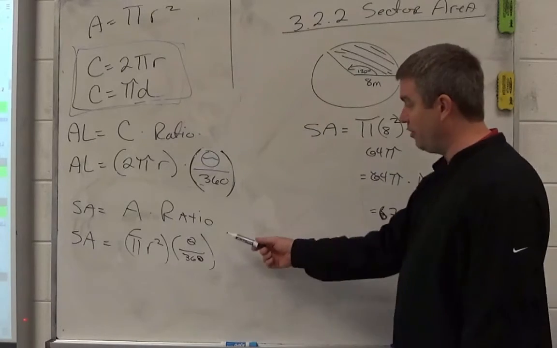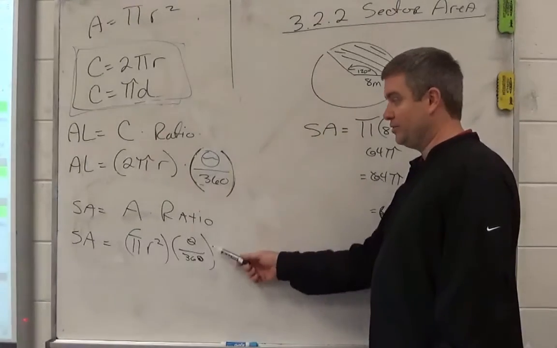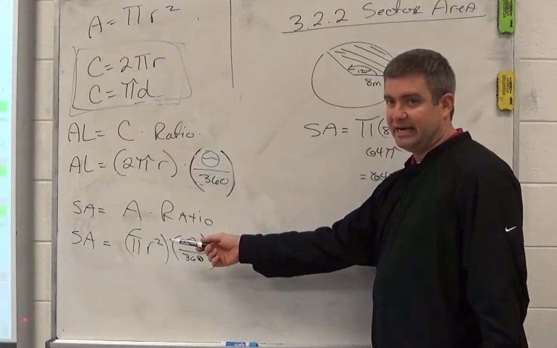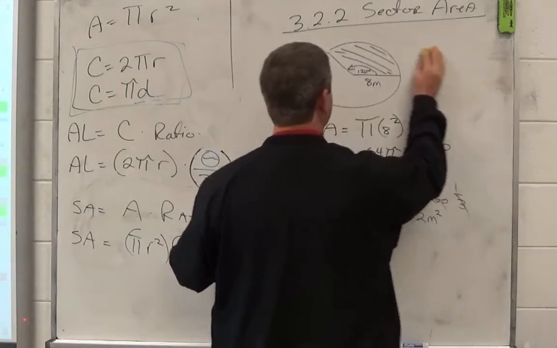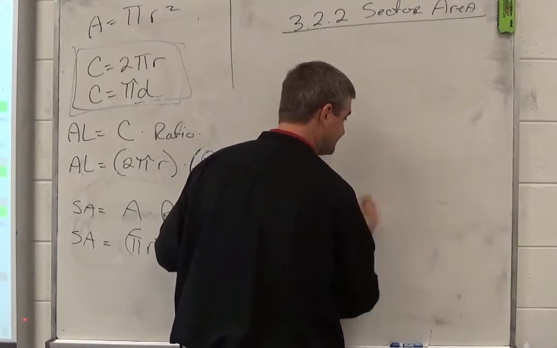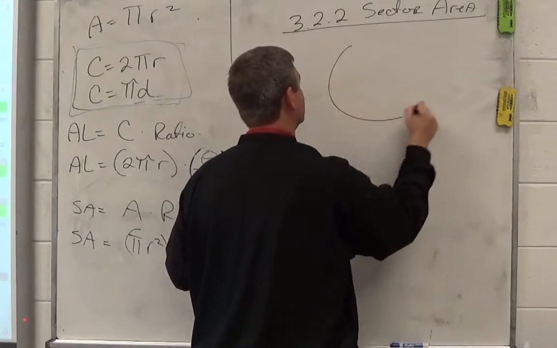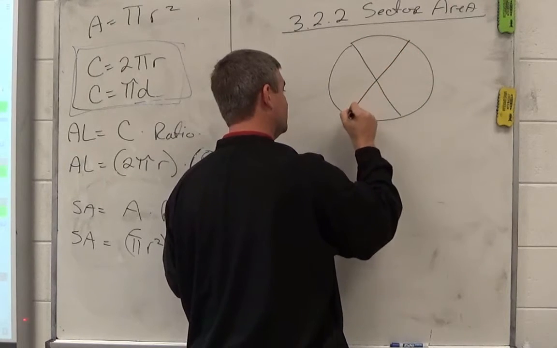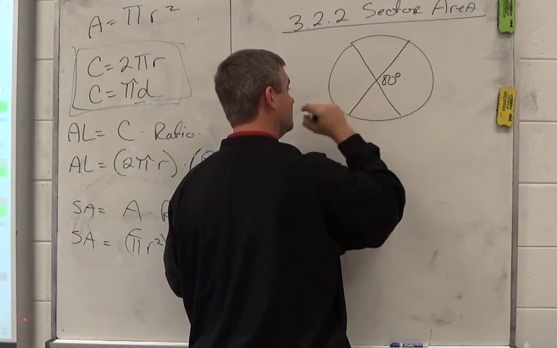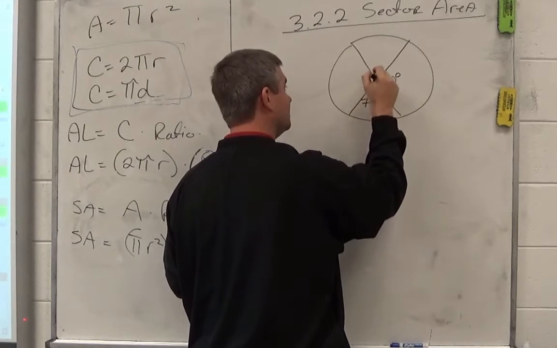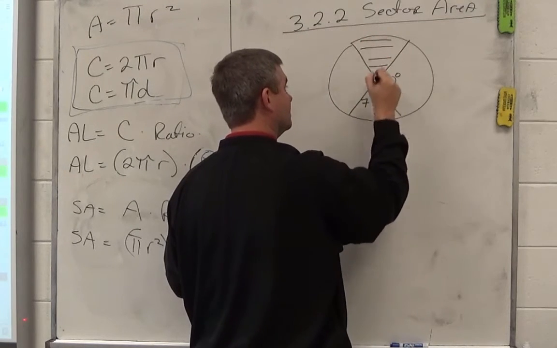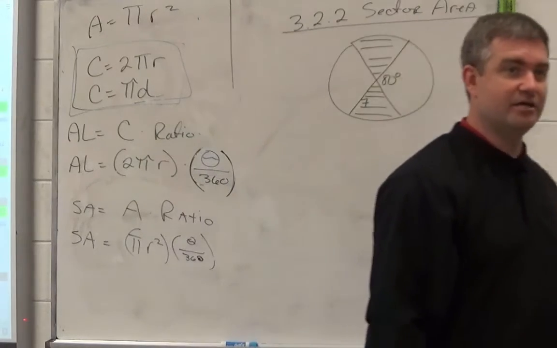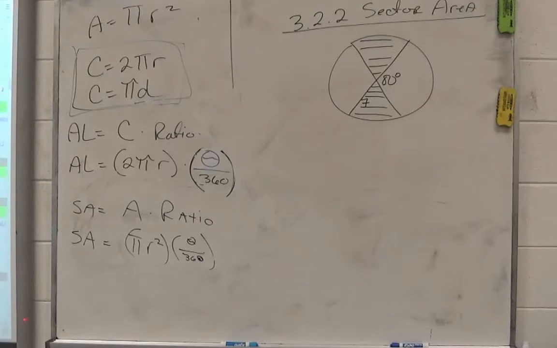How is sector area similar to arc length? Well, the ratio part is exactly the same. Right? We're doing the exact same thing. Instead of circumference, though, because we're finding area, we have to do pi r squared. All right, let's do a little different one. Find the area of the shaded sectors.